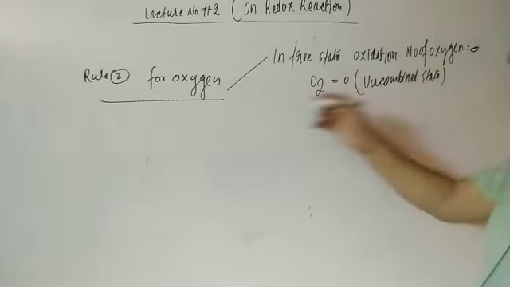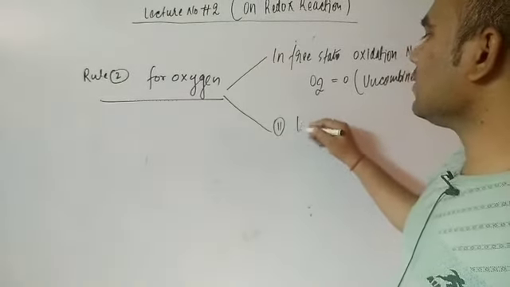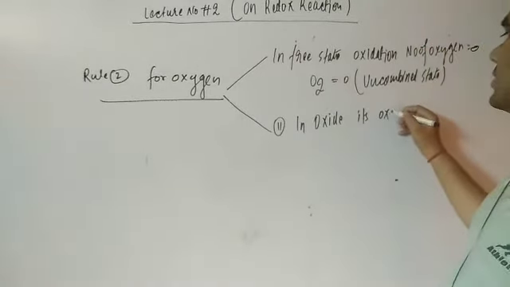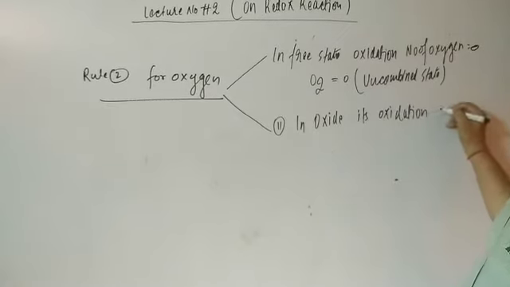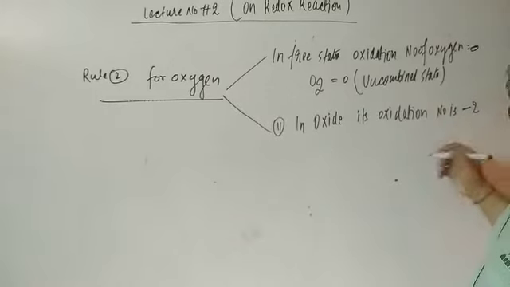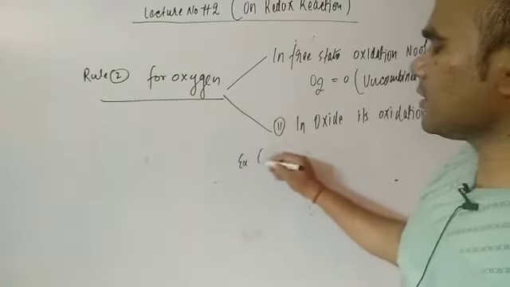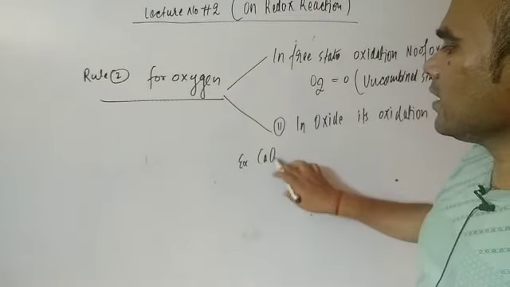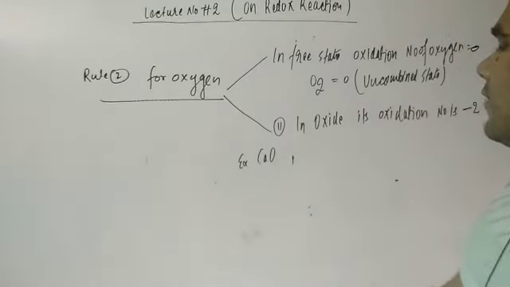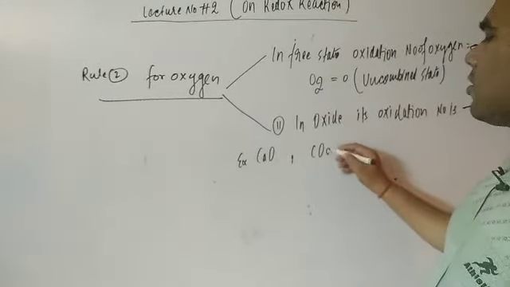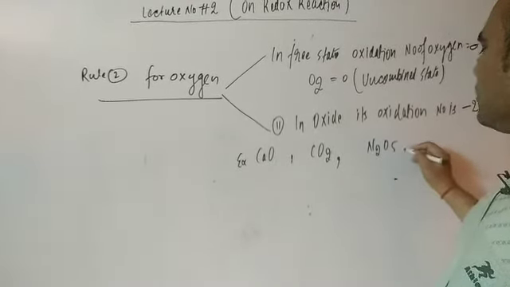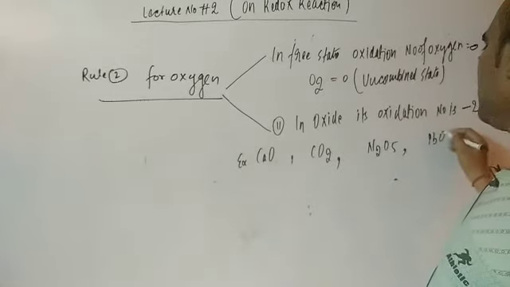So it is 0. Second one, in oxide. In oxide, its oxidation number, how much is there, student? In oxide, its oxidation number is -2. For example, let us try to understand CaO. In oxides we are talking about CaO, or CO2, or N2O5, or PbO2.